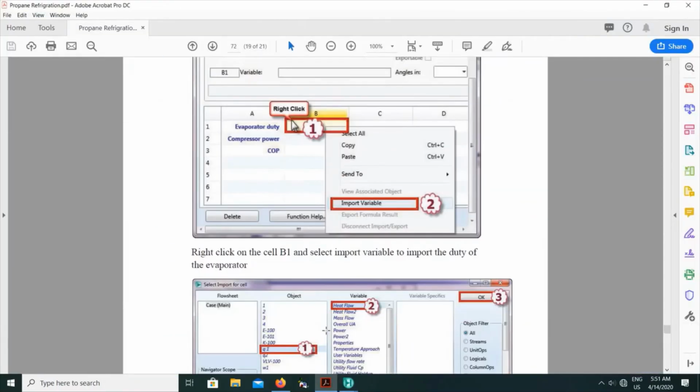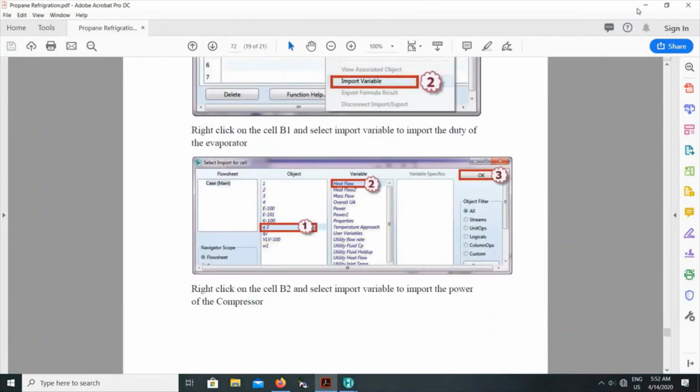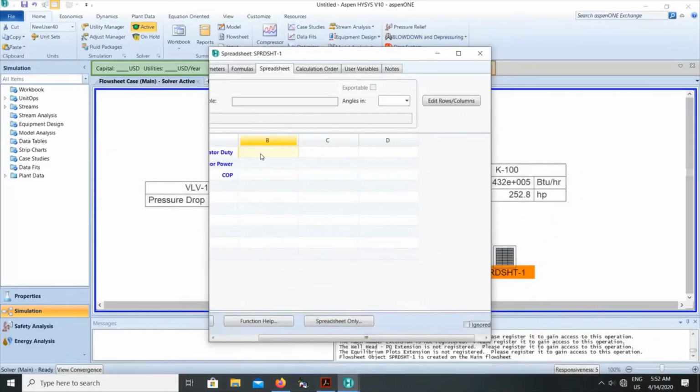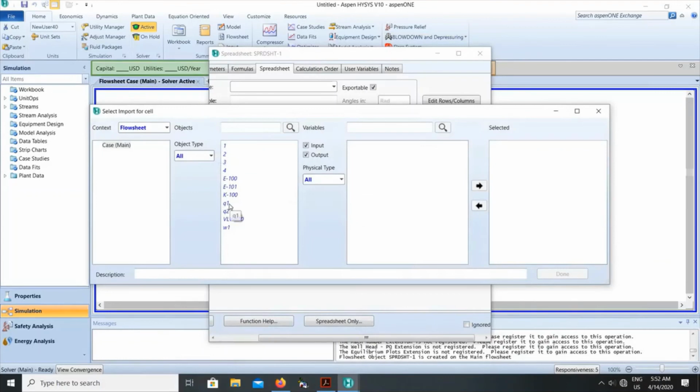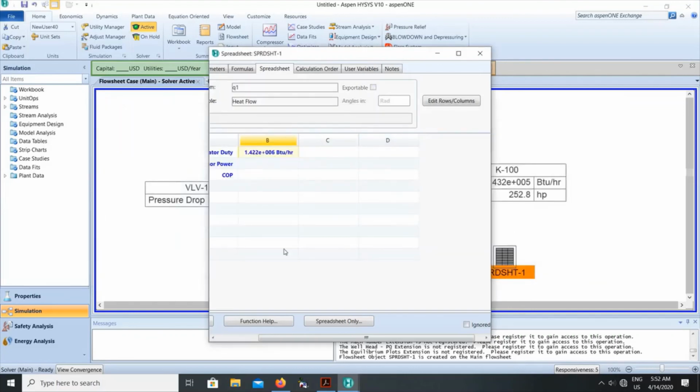You need to right click and import variable. The evaporator is Q1, and the one we are looking for is the heat flow. So click on this B1, right click and add import variable. The evaporator duty will be in Q1, and that will be a heat flow, the one you are looking for. Add this heat flow, so that will be added.